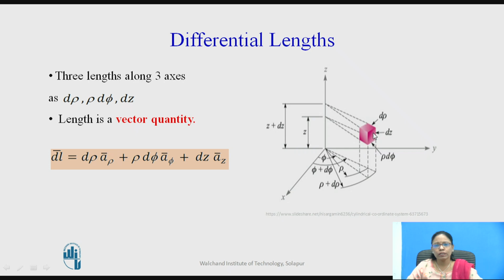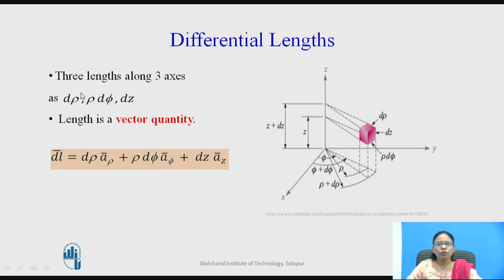When I am considering the circular length, I cannot write it as d phi, because d phi is an angle. To write it as a length, I should consider this length, which is rho, and this small angle, which is d phi. So this length comes to be rho d phi. For vertical, there is no problem, which is dz. For the radial direction, there is no problem, this is d rho. But only for this angular motion, the length is rho d phi.